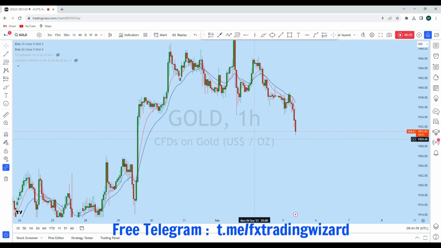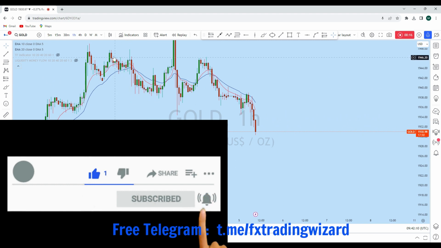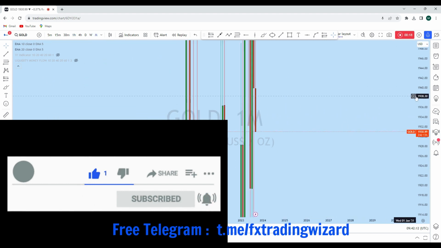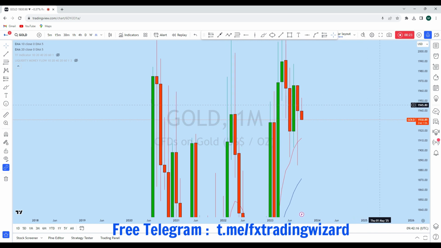Let's see what kind of trading opportunity we currently have in this instrument. From the lower time frame, we can see that gold is currently showing a significant trading opportunity. Before we discuss how we can trade, first let's look at the bigger picture, looking at the monthly time frame to see the overall direction in the market.